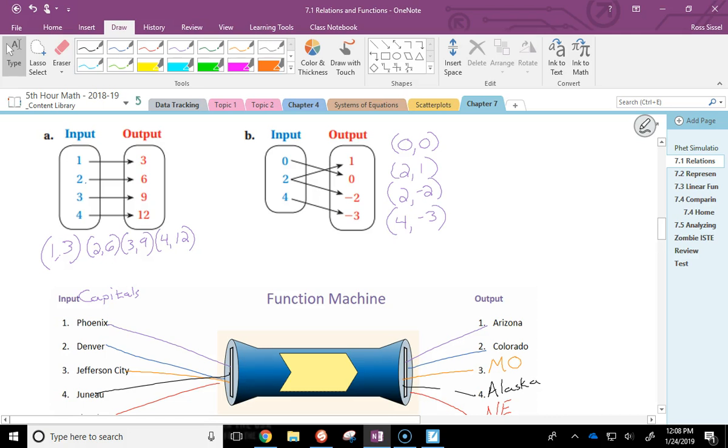Okay, looking at A. Would this have been a function or not a function? Function. It's a function. B. Avery? Why is it not a function? Good.